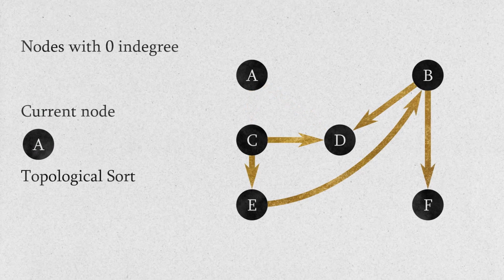We then look at each neighboring node M and remove the edges from N to node M. We look at M after removing these edges and add it to S only if it has no more incoming edges, so if its in degree is 0.